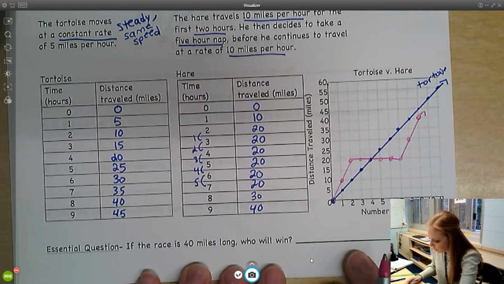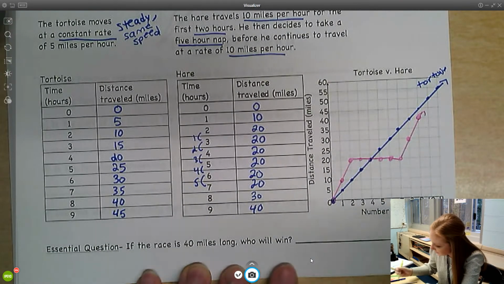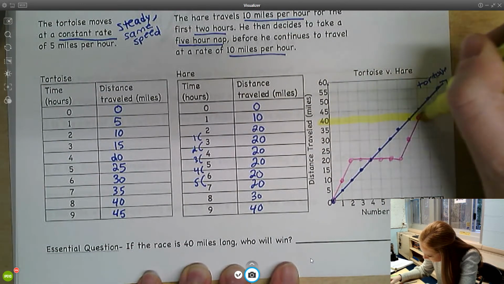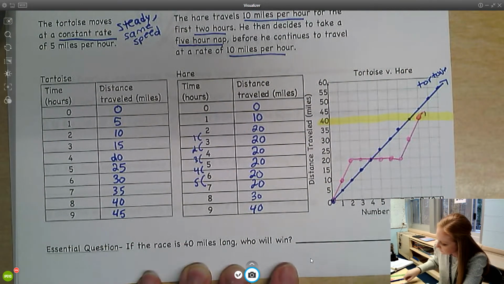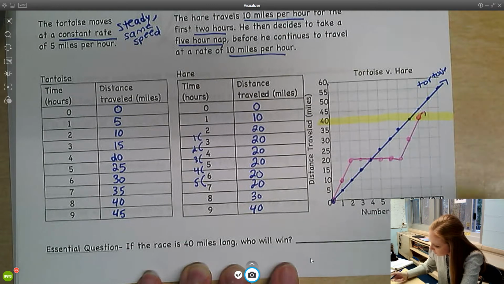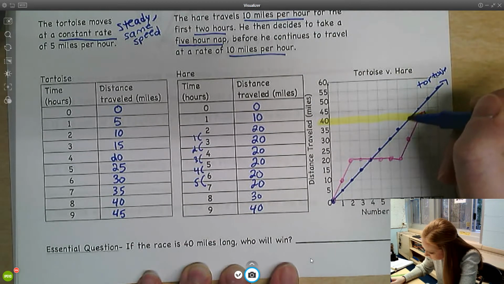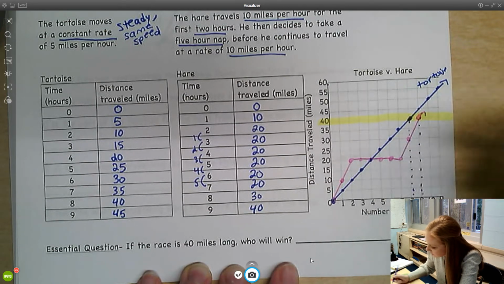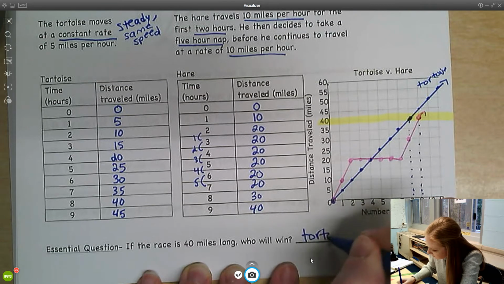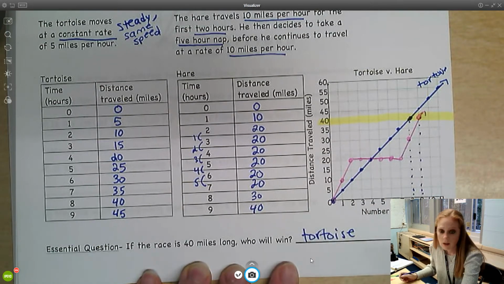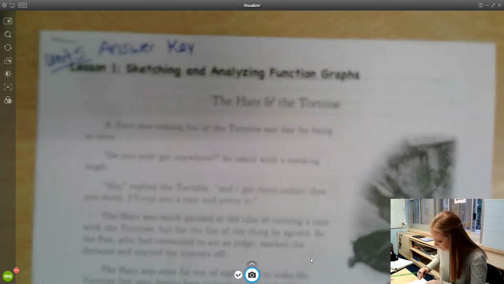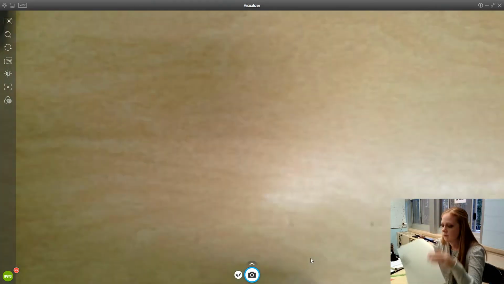So if the race is 40 miles long, who will win? So let's see. 40 miles. At 40 miles on our graph, the tortoise completed 40 miles in 8 hours. The hare completed 40 miles in 9 hours. So the tortoise was faster. And if you know the fable, well, we'll read the rest of it.